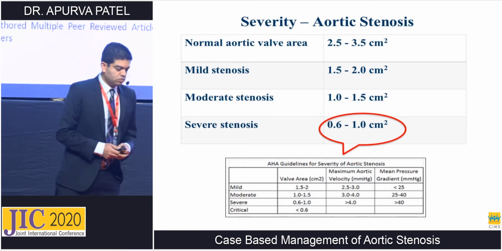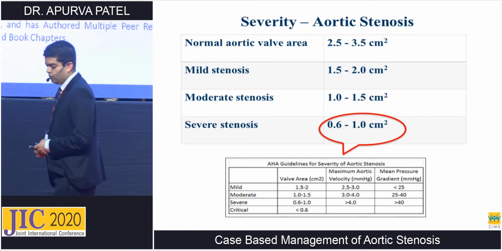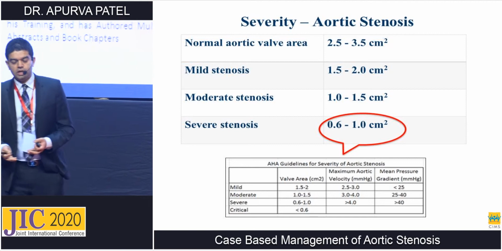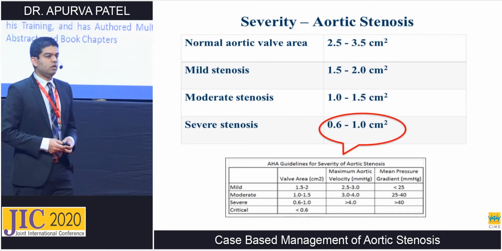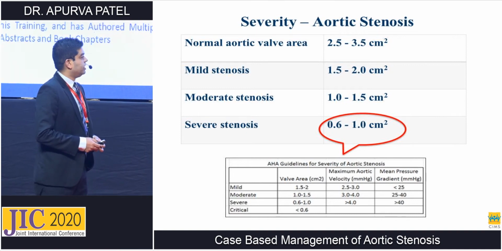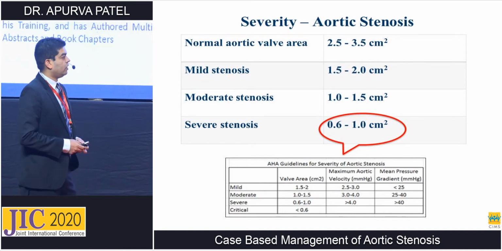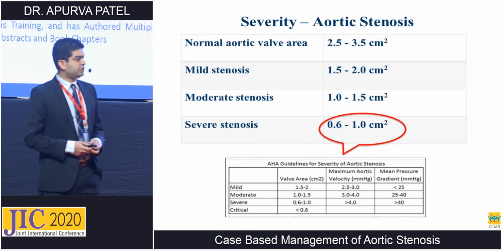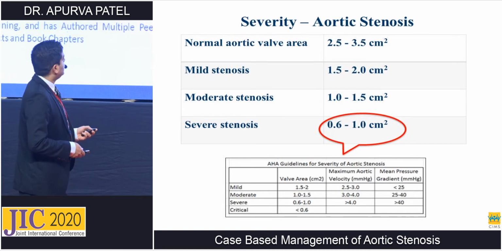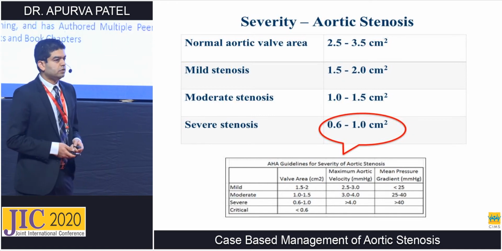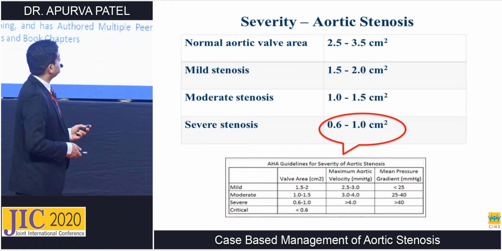So this is the common nomenclature that we use in all textbooks or guidelines. Severe stenosis is defined as valve area of less than 1 centimeter square, mean gradient of more than 40, and an aortic valve velocity of more than 4 meters per second. This is accepted all across the board, as this is the classic indication for treatment of severe aortic stenosis.